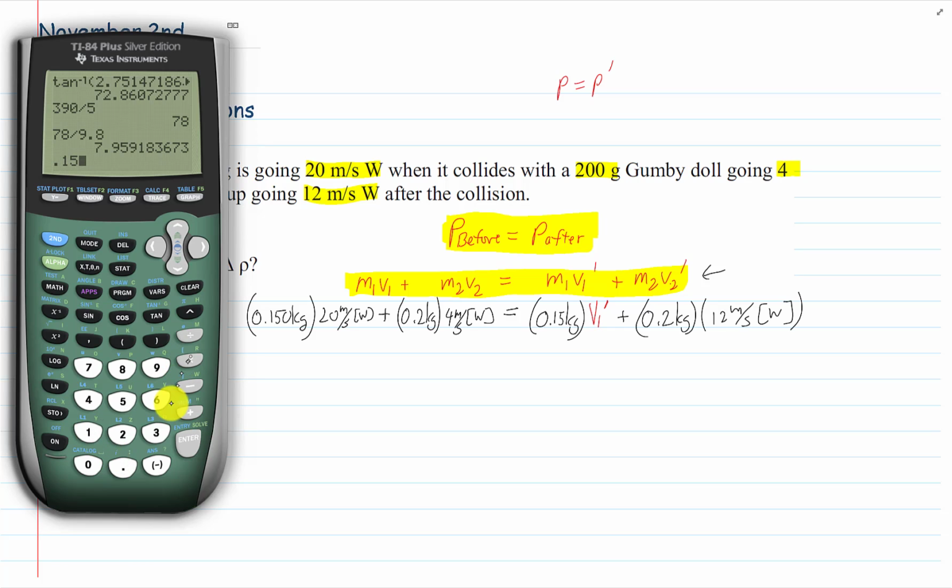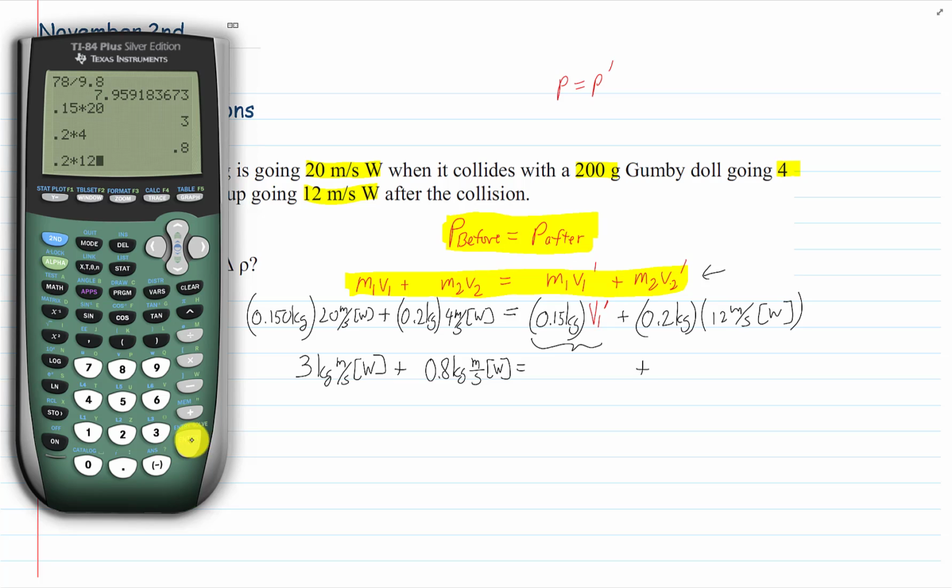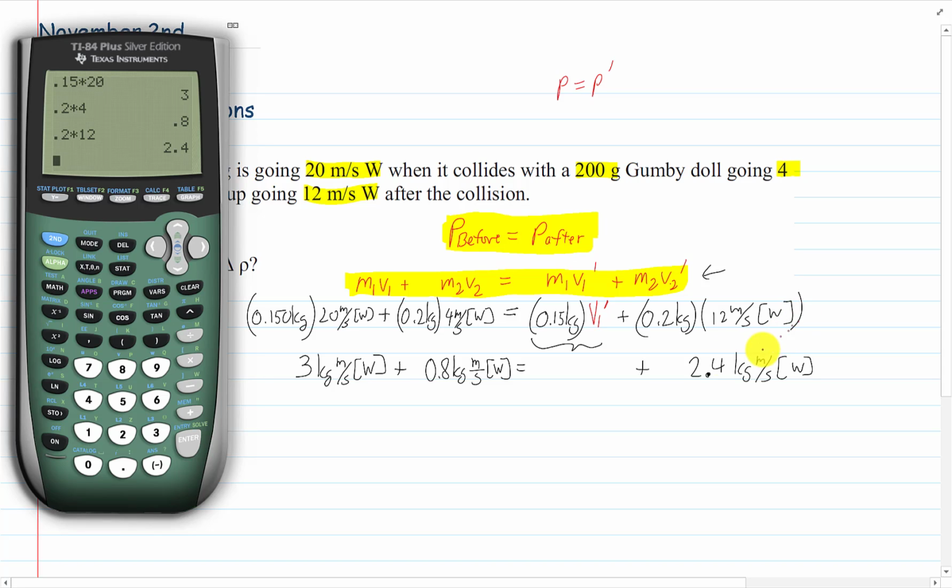So it's 0.15 times 20, and that's going to be 3 kilogram meters per second west, plus 0.2 times 4 will be 0.8 kilogram meters per second west, and that has to equal this. So I'll copy that down, and then 0.2 times 12 is going to be 2.4 kilogram meters per second west. So everything's west, so we're doing okay here. We don't have to change anything from positives to negatives because they're not going in the opposite direction. Let's learn that idea. They're all west, so we don't have to change them to east so that we can work with it.